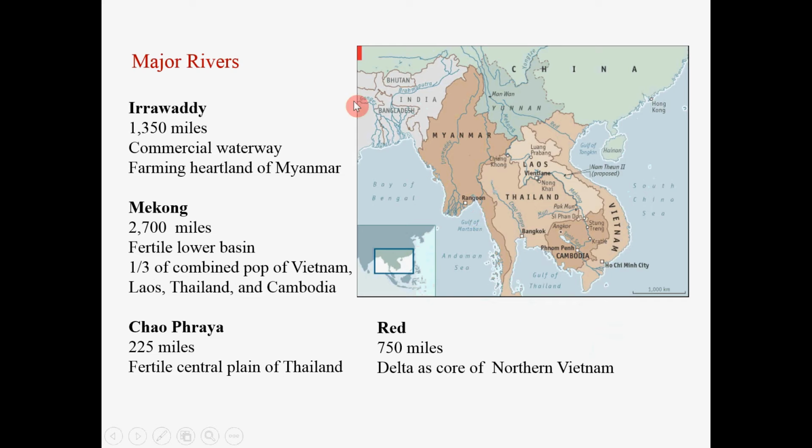Major rivers. There are four major rivers in mainland Southeast Asia. The Irrawaddy River originates from the Tibetan Plateau, going through China and entering Myanmar. It is 1,350 miles, and this is a very important commercial waterway for Burma. In the delta region and the central section, those are very important agricultural regions.